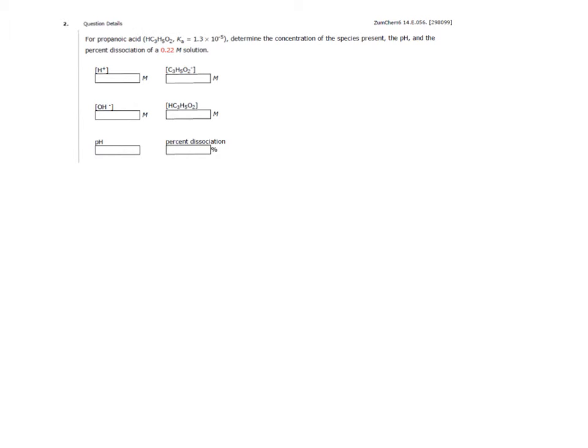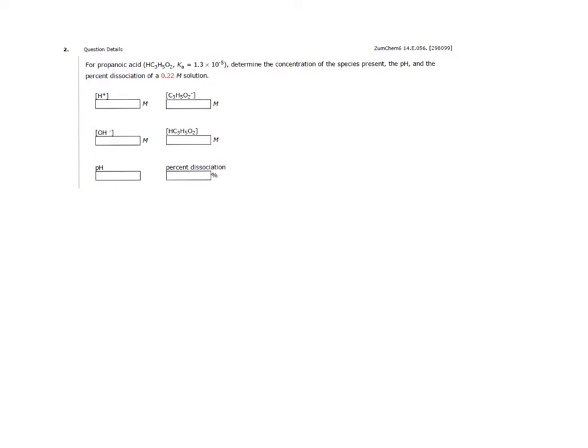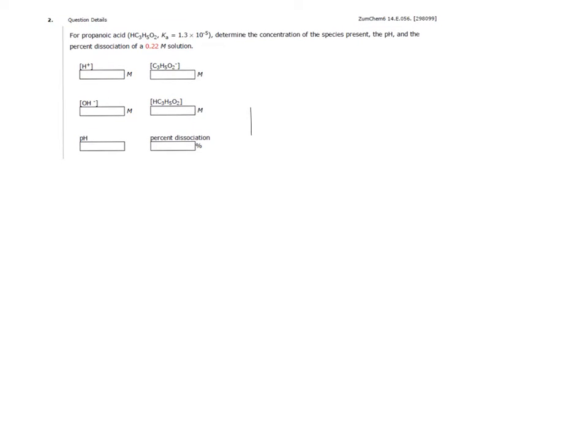Students, here's a classic weak acid problem where they're giving us a Ka value, an initial concentration, and they're asking us to find a whole bunch of other things. Let's start by writing the acid dissociation equation. As you can imagine, the weak acid is going to be the dominant source of hydrogen ions, and so we will make an ice table with that equation.